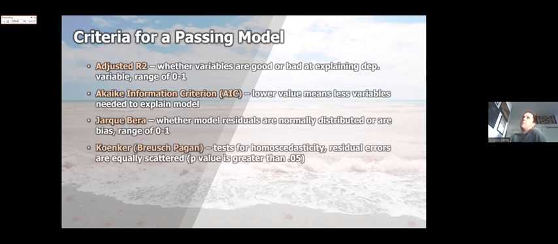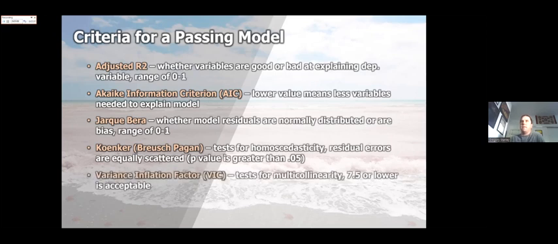Koenker-Breusch-Pagan tests for homoscedasticity, meaning seeing if the residual errors are equally scattered or not. And generally, you want a p-value of 0.05 or greater. If it's lower than that, then you have heteroscedasticity, meaning the variance is increasing among the independent variable. Variance inflation factor tests for multicollinearity, meaning how independent the variables are from each other. And you generally want a value of 7.5 or lower.